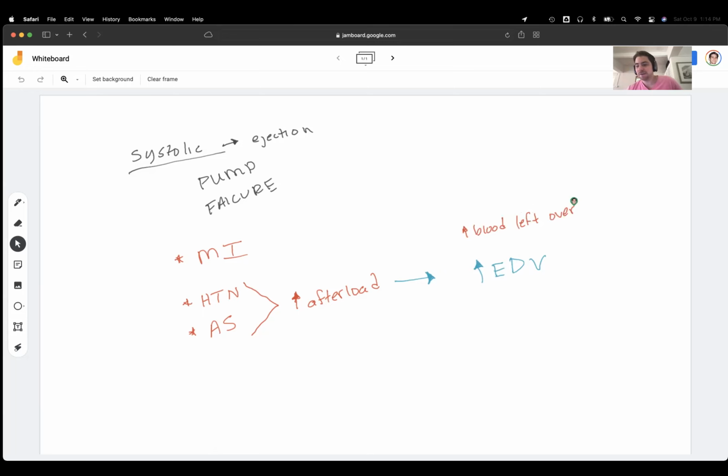After systole, after that pump ejection, right? So by definition, this is going to just congest that ventricle and you're going to get an increase in diastolic volume. Okay, so now we have our precursor to what's going on.